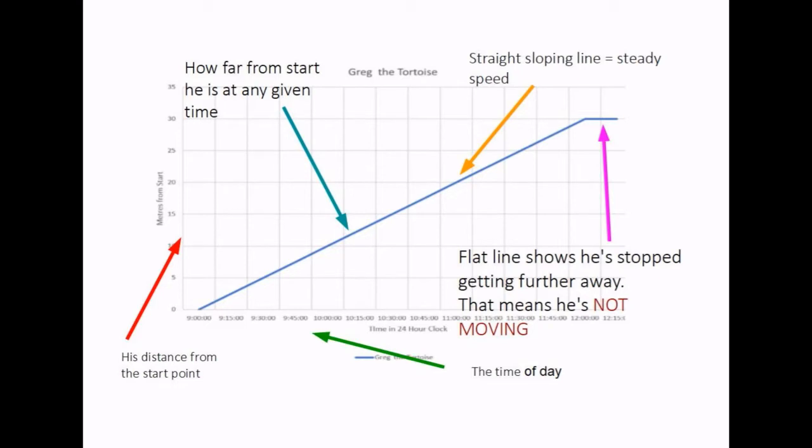The blue graph line shows us how far Greg has gone from the start at any given time. The nice steady slope shows us that Greg is plodding along at a constant speed, and that flat bit at the top shows us he stopped moving. No, he's not dead.